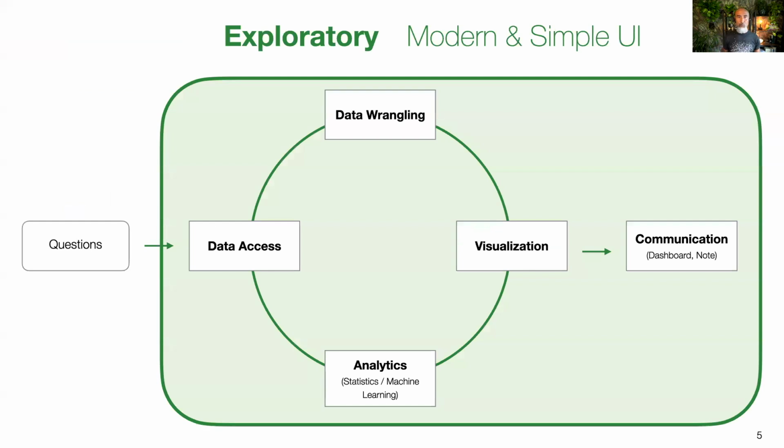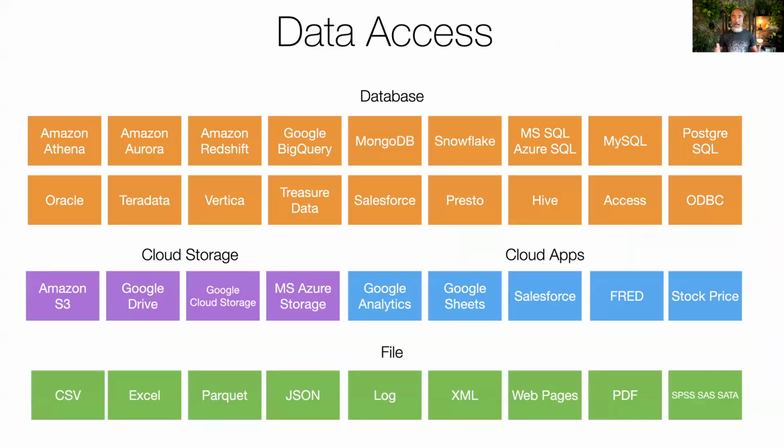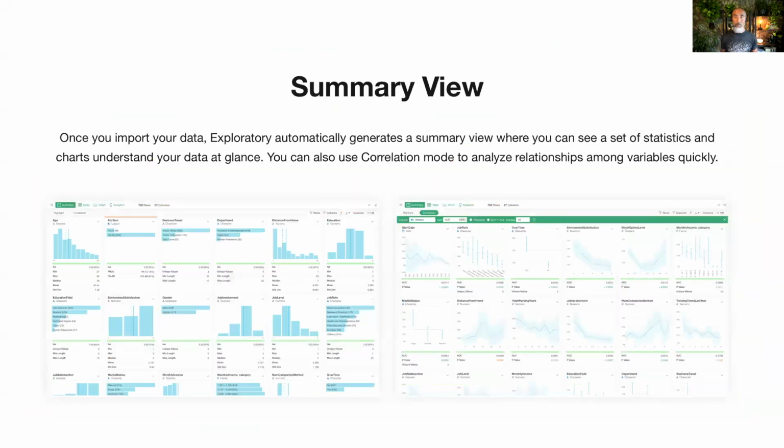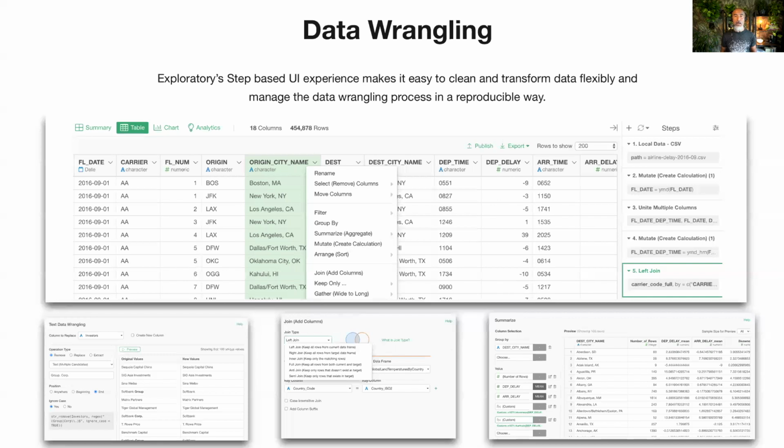Exploratory is a software UI tool that can help you do these 5 things: data access, data wrangling, visualization, analytics, and communication by using notes and dashboard. For data access, you can access various types of data sources to grab the data. And once you grab the data, it automatically generates summary views that help you understand what the data is at a glance. Most of the time, before you get into visualizing or analyzing, the data is not in the format that you want. So you have to do the data wrangling.